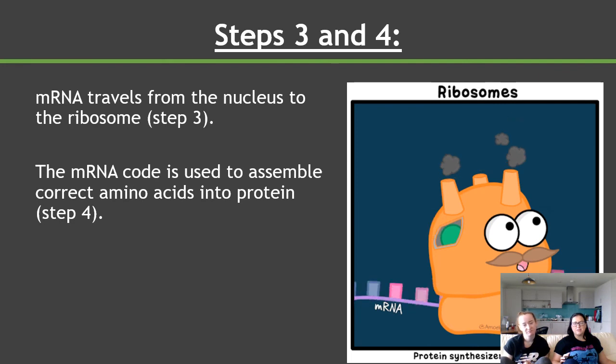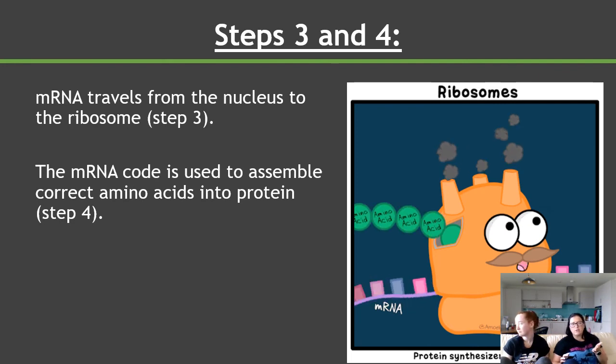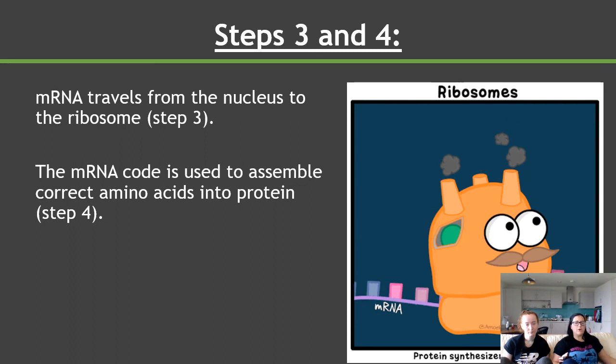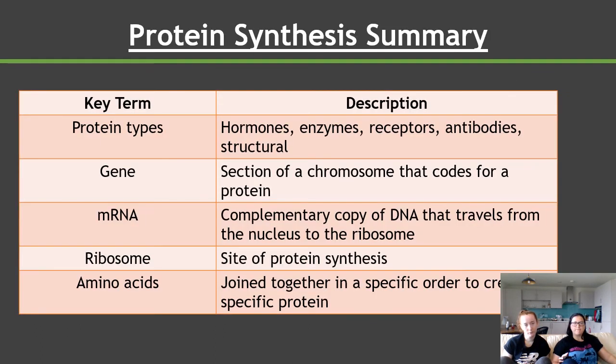Okay, and then in steps 3 and 4, the mRNA is going to go to the ribosome, and then the mRNA code is used to assemble the correct amino acids into a protein. So the idea is the ribosome will read the mRNA code and then build the right amino acids in the right order. Okay, so summary of protein synthesis.